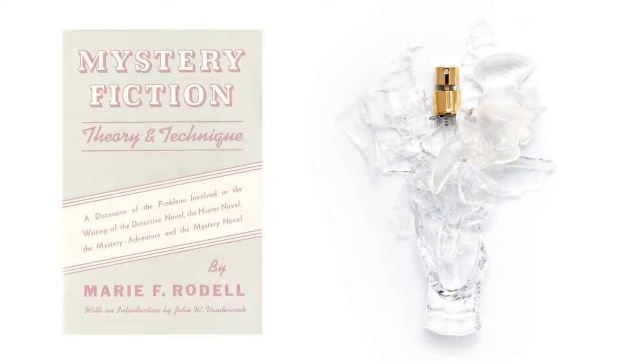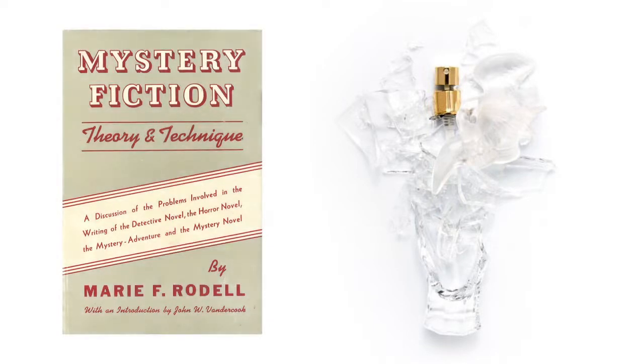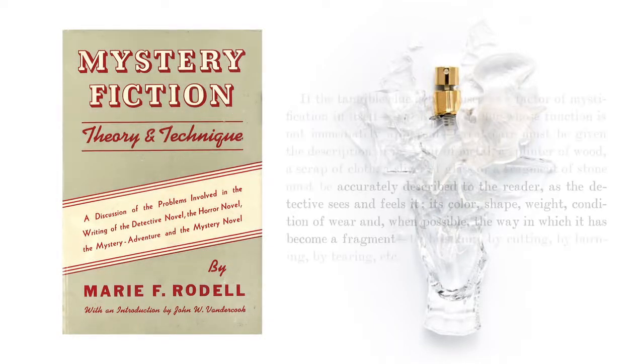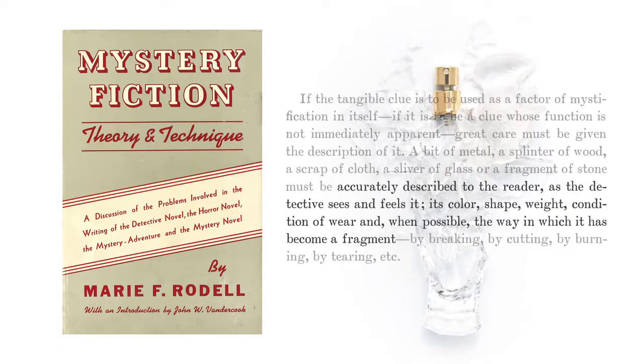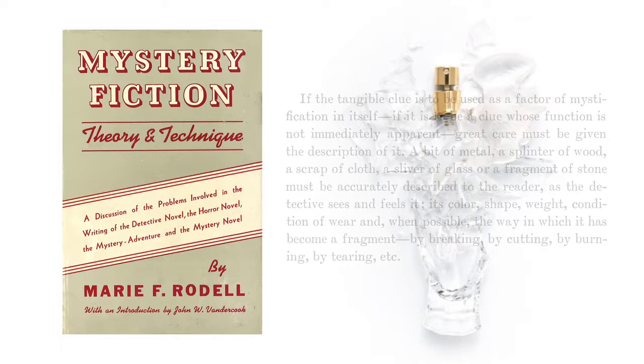As mystery writer Marie Rodell writes in her how-to manual, Mystery Fiction, Theory and Technique, you should strive to describe it as the detective sees and feels it. Its color, its shape, condition of wear, and when possible the way in which it has become a fragment. You should give an accurate and detailed description of what the detective observes, while giving your readers some room to maneuver, to draw their own conclusions, rather than having a particular interpretation foisted upon them.